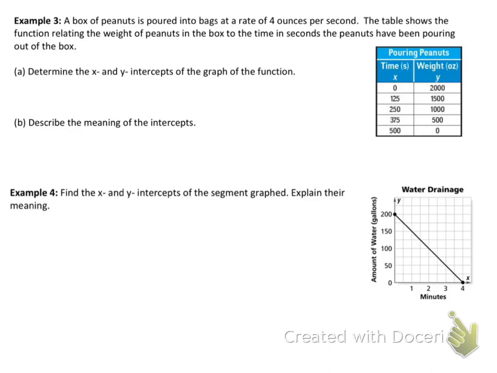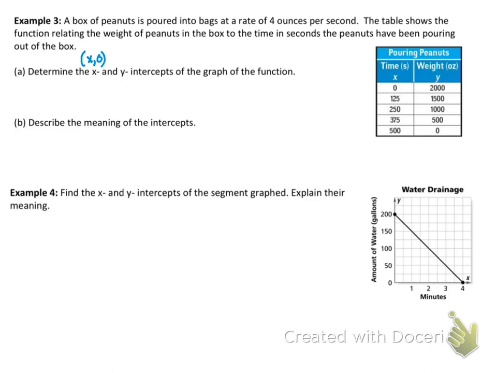So in example 3, a box of peanuts is being poured into bags at a rate of 4 ounces per second. This table shows this function relating the weight to the time. So we want to figure out what is the x-intercept and what is the y-intercept based on this table. So remember, the x-intercept is, okay, you get a number out for x and you get out 0 for y. So you plug in a number for x and you get out 0 for y.